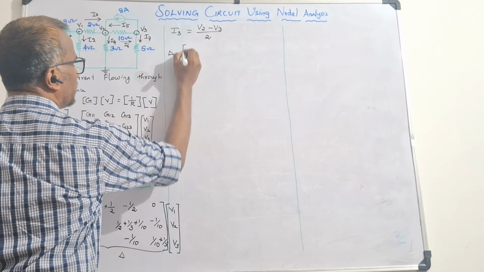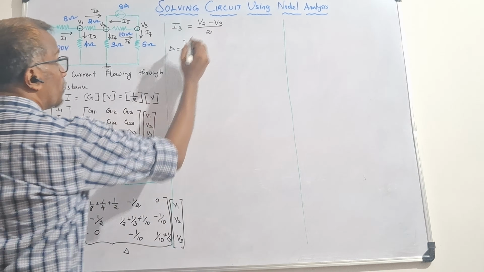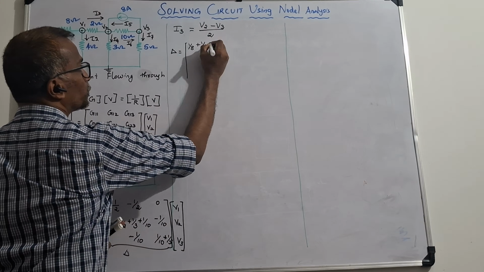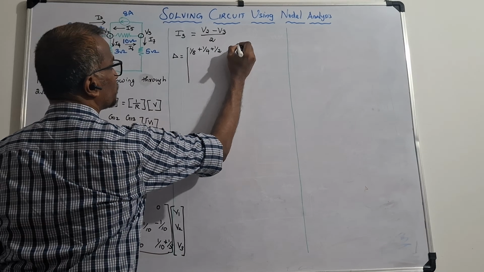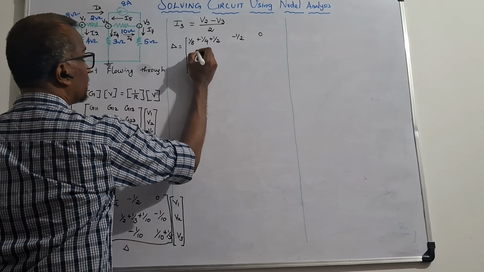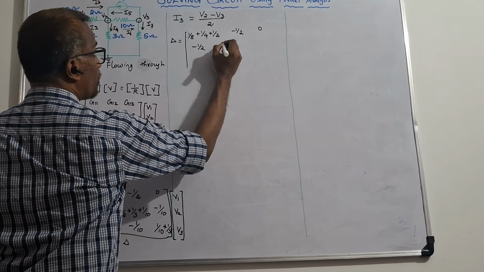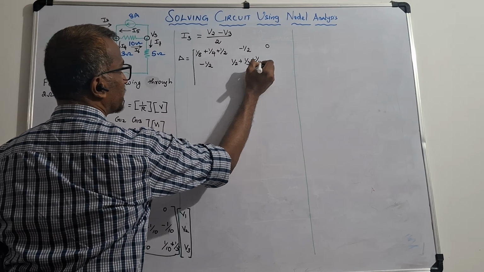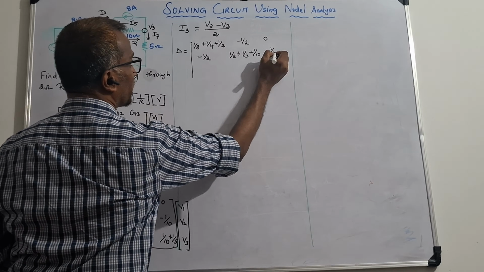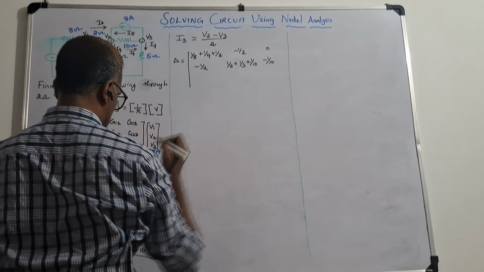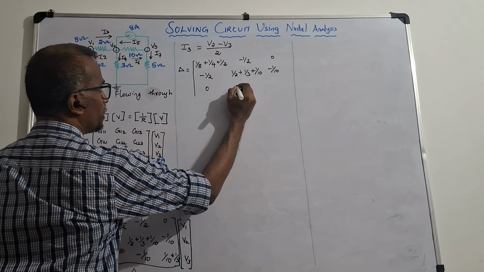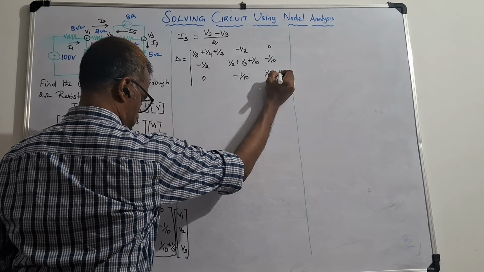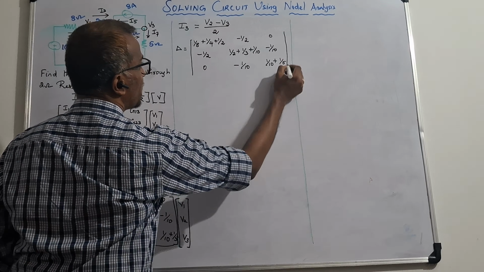Delta is nothing but the determinant of 1 by 8 plus 1 by 4 plus 1 by 2, then minus 1 by 2, 0, then minus 1 by 2, 1 by 2 plus 1 by 3 plus 1 by 10, then minus 1 by 10, then third one 0, minus 1 by 10, and 1 by 10 plus 1 by 5. So this is the delta.